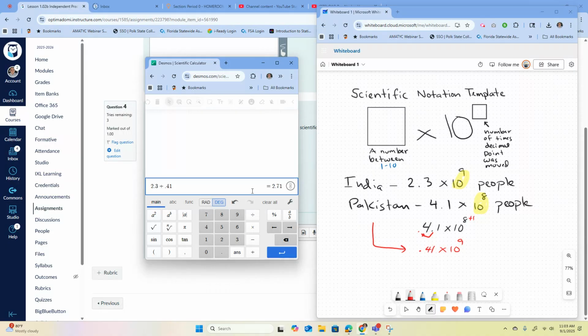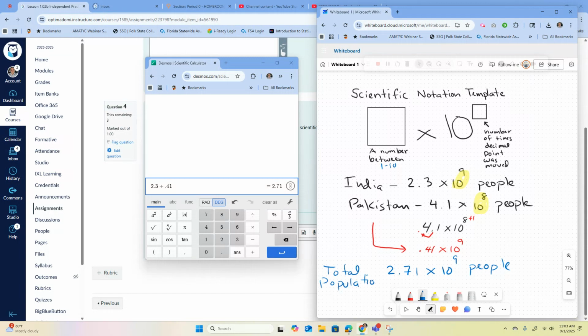And you can see now I had 2.71, my final answer, 2.71 times 10 to the 9 power, people. And that will be the total population between India and Pakistan.